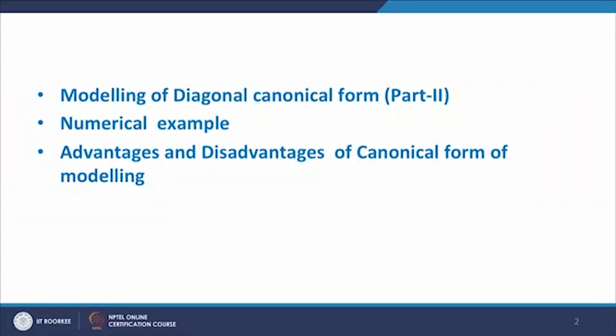Now part 2 of diagonal canonical form, where the degree of numerator is same as the degree of denominator, that is a proper transfer function. In the last part we have seen a diagonal canonical form model where the degree of denominator is greater than the degree of numerator, but sometimes in practical systems the degree of denominator is same as the degree of numerator. So in that case how will you develop the model?